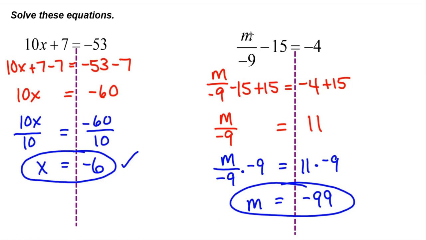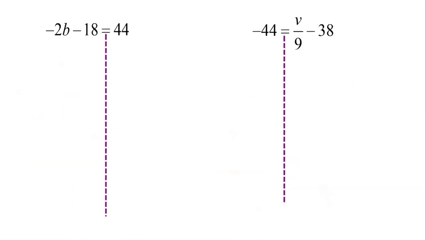Negative 99 divided by negative 9 is positive 11. 11 minus 15 is negative 4. So my solution does check out. So again, step 1 in red, step 2 in blue.